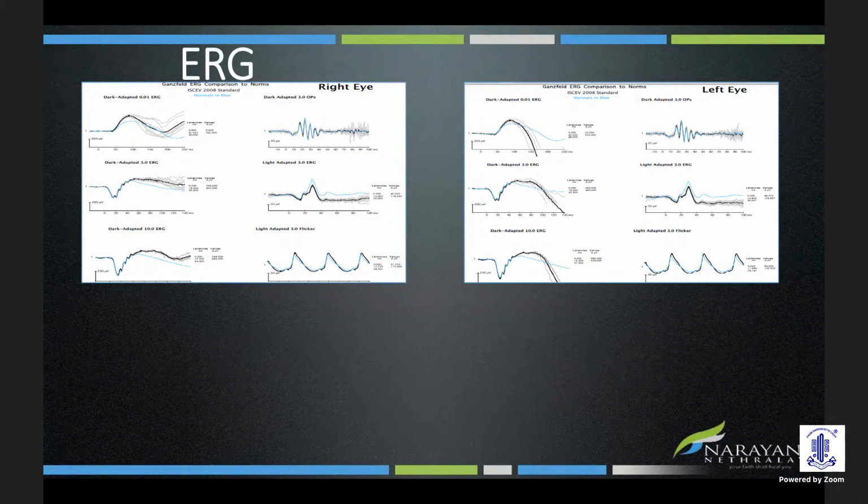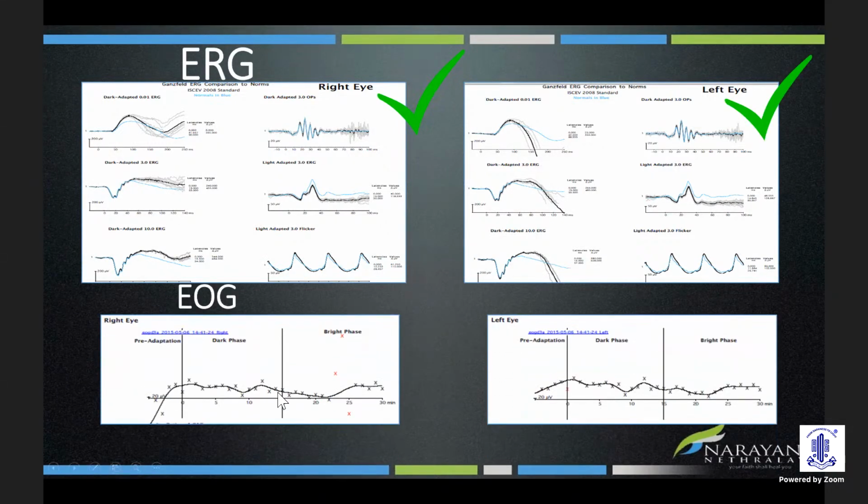I will not go into the details of ERG because that's for a different class. What you can just follow is that whatever is in the blue color belongs to the normative data, and the black color belongs to the patient. If you look at the dark adapted responses, it's all normal. Even the light adapted responses are normal. That means the full-field ERG in this particular patient is normal.